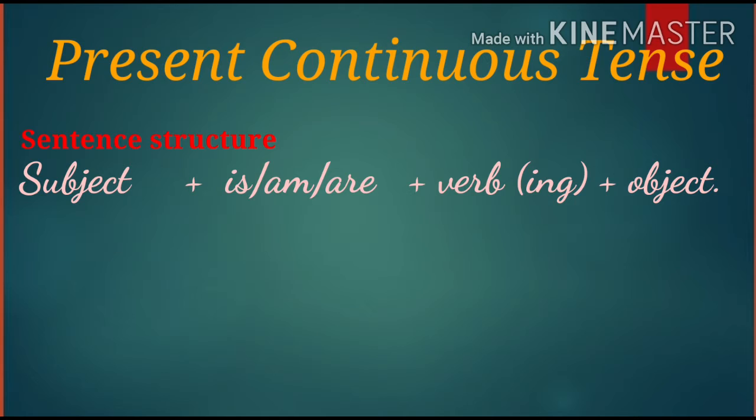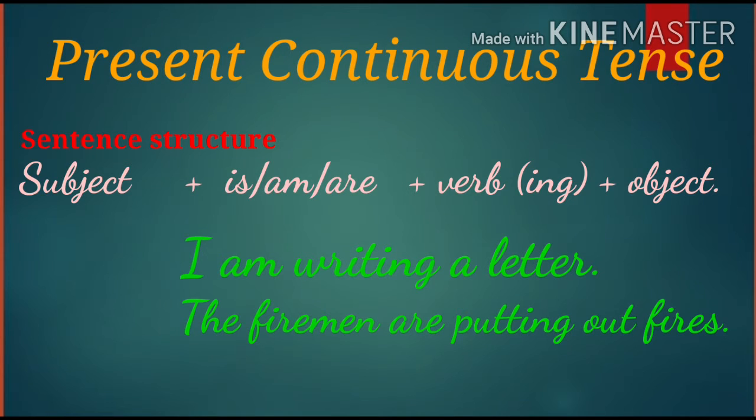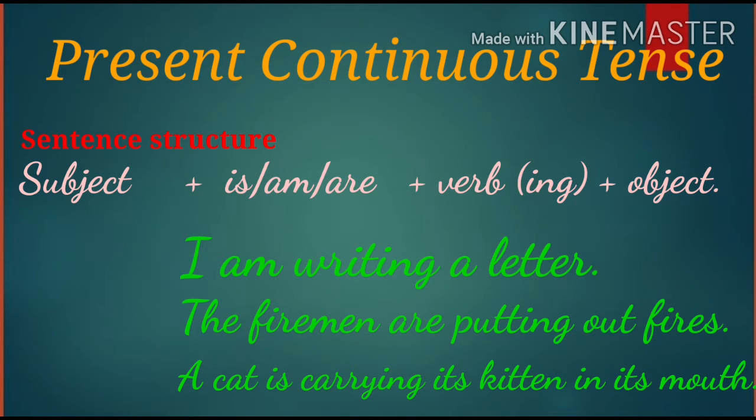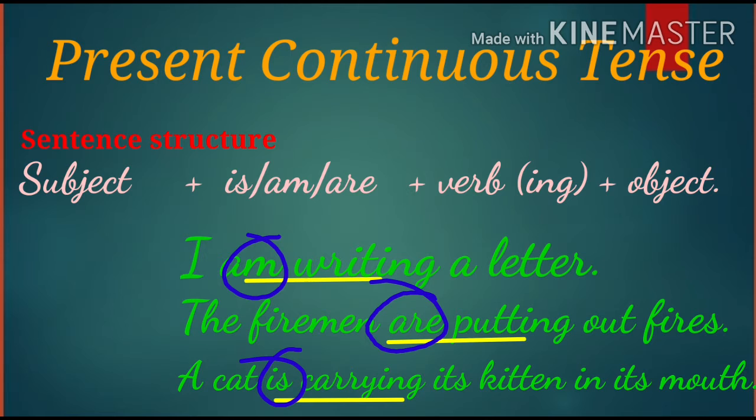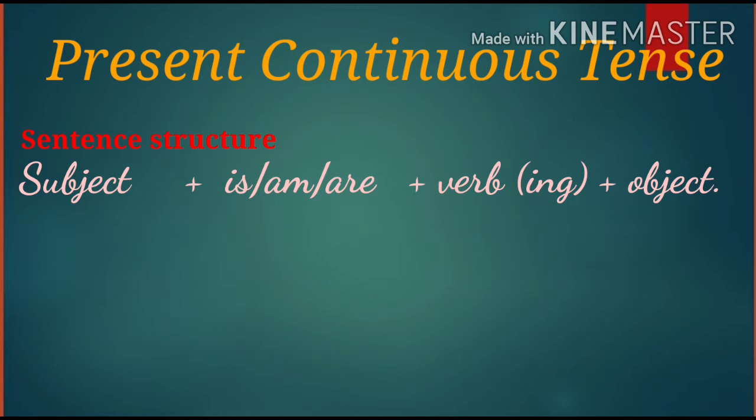We use subject plus is-am-are and present participle plus object. For example, I am writing a letter. The firemen are putting out the fires. A cat is carrying its kitten in its mouth. You can see with different subjects we use different helping verbs.